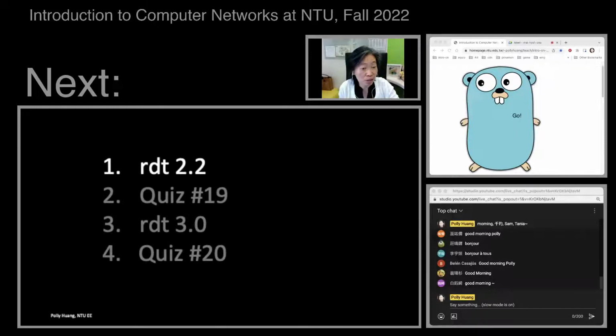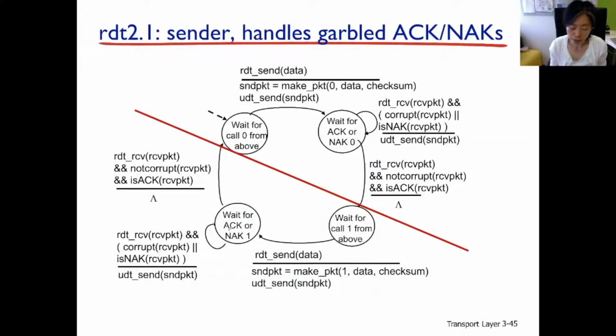Now let's try to do the same for the sender side. Now let's try to develop the sender's finite state machine. Again, let's borrow 2.1's sender finite state machine and start from there. This is the initial state. We wait for call from above. And if there is one, then we generate starting from packet 0. And then we enter that wait for ACK state.